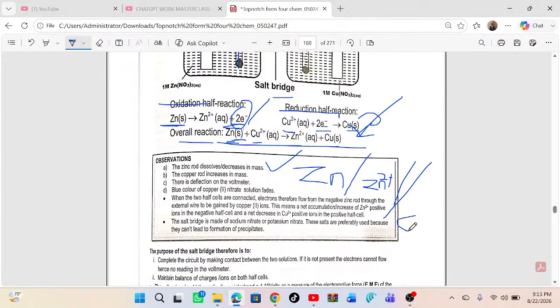Then you write the copper ions, and then we write copper. Sorry if I wrote it wrongly, we write copper. So that's how you write it.